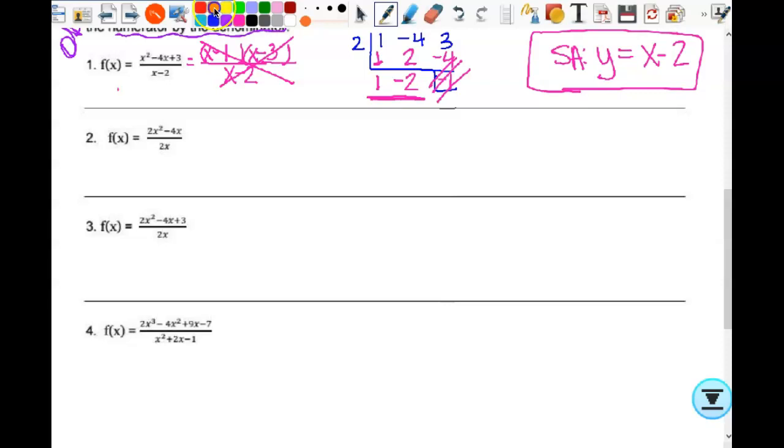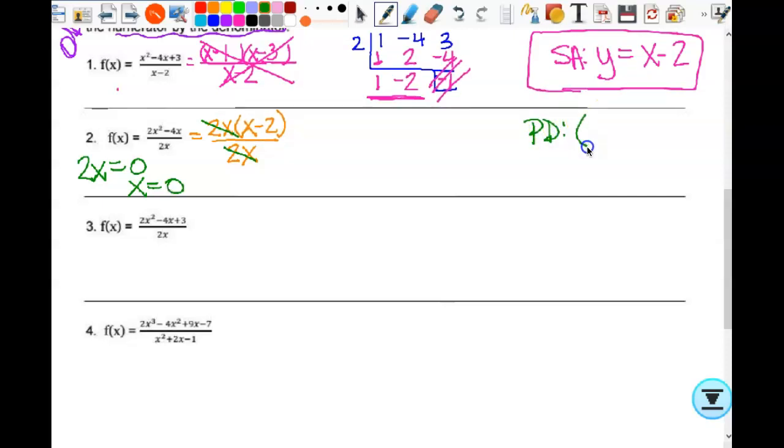Then let's look at number 2. Can I cancel out this 2x with one of those? No. But I can factor. So in the numerator, I can factor out a 2x, leaves me with x minus 2. Denominator is 2x. Right? Then I can reduce it. Cancel those out. As soon as I cancel something out, 2x equals 0, which means x equals 0. Yes? So we just found a point discontinuity, so we're going to write it down.